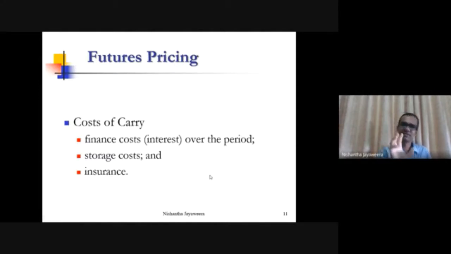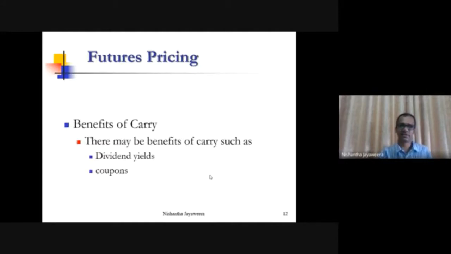So simply, what does the cost of carry mean? If you buy the asset today, what is the financing cost? What other costs do you incur? Then what is your total cost of buying and carrying that into the future? That's the simple concept. Based on that concept, we calculate the futures price.